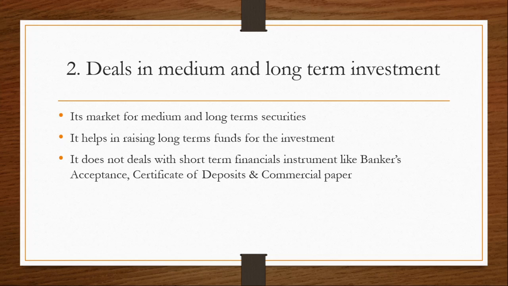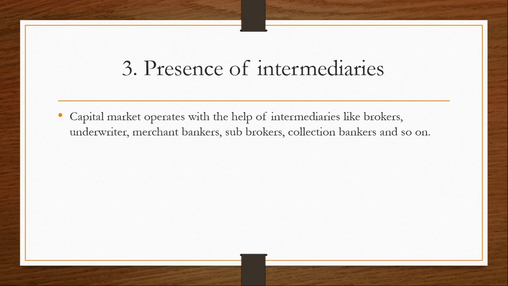So the third characteristic of the capital market is the presence of intermediaries. I told you in the previous lecture that three parties are involved in the capital market. First is the buyer, second is the seller, and third is the person, entity or agency acting as a brokerage firm or intermediary. Now these intermediaries are very important. They are licensed brokers. They have the license to do these brokerage activities in the capital market.